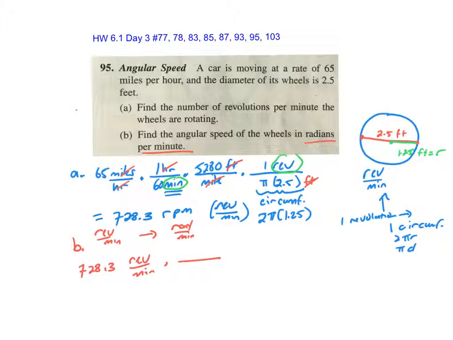And now to convert that to radians per minute, I need to use this conversion factor that in 1 revolution, there are 2 pi radians. And now we've gone from revolutions per minute to radians per minute. And if you multiply 728.3 times 2 pi, this turns out to be 4,576 radians per minute.